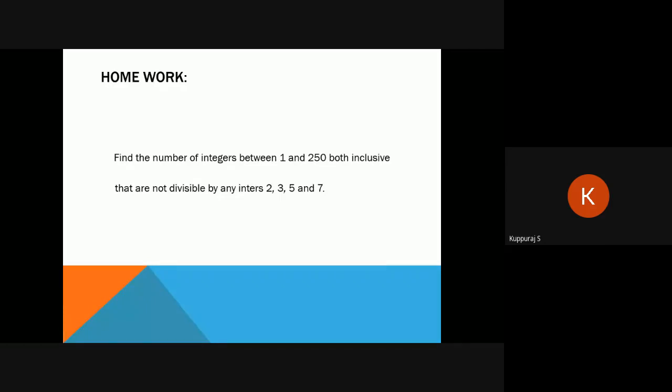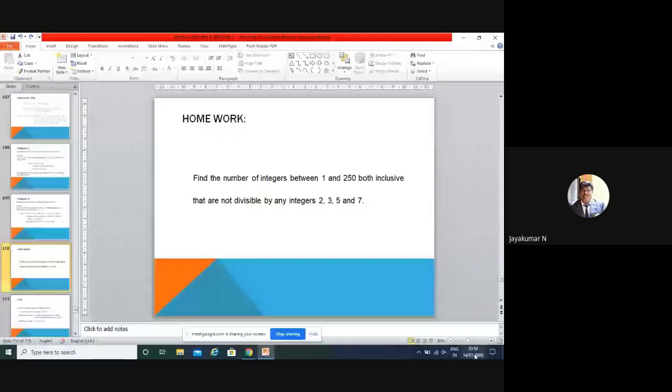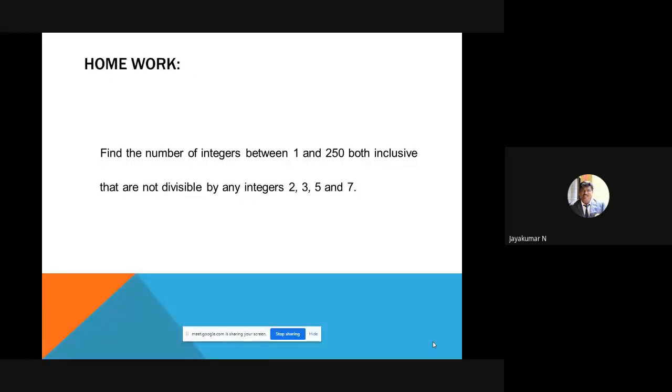How do you solve this problem? Please, anyone reply me. Students, anyone reply me. Hello, any students, please reply me. No one replies me.